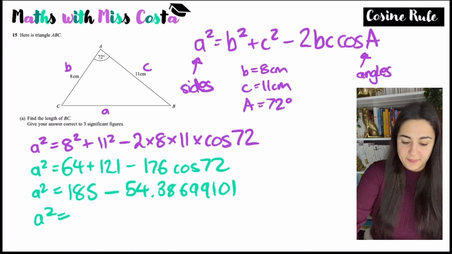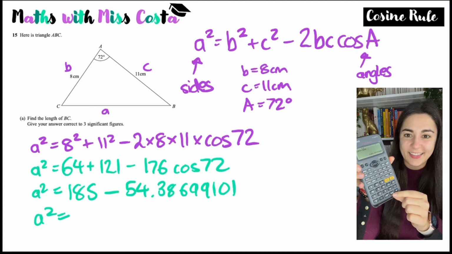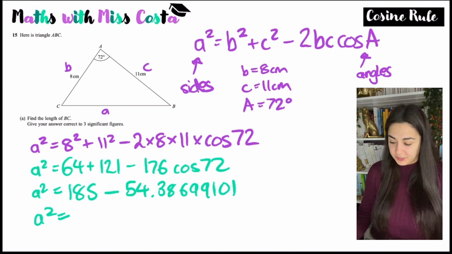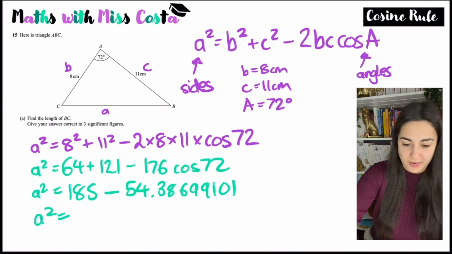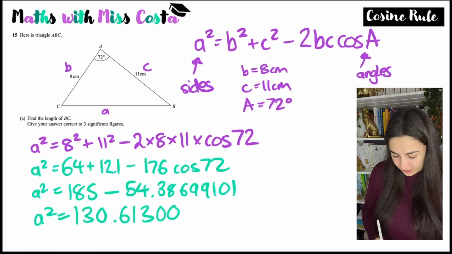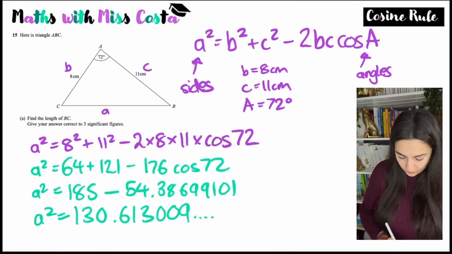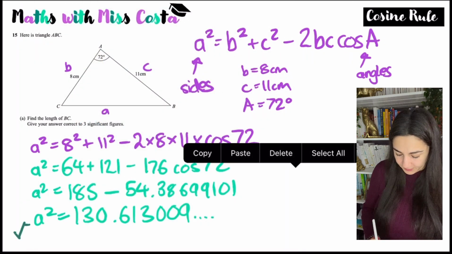So that little answer button at the bottom over here, this is ANS, that stores your answer. So you could just type in 185, take away answer. That would be 130.613009. And then what do you do for the final part? You're going to square root it because a is being squared.